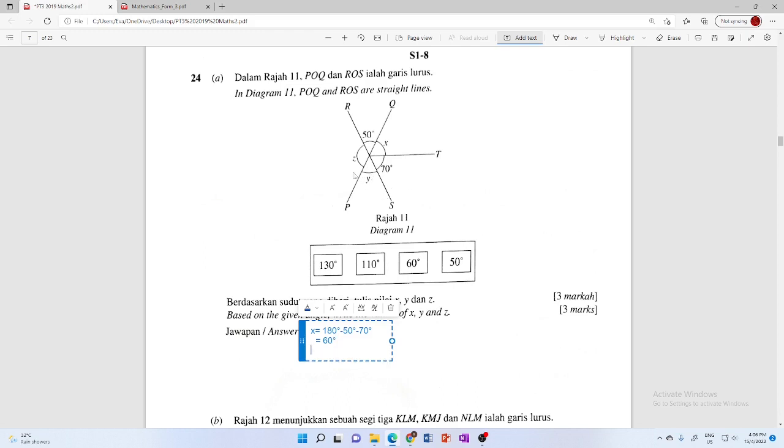And need to find out the y. So y equals to 50 degree. Why? Because this is a vertically opposite angle. So opposite angle with the 50 degree.